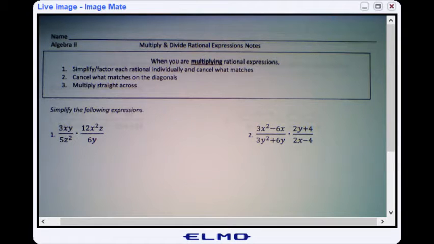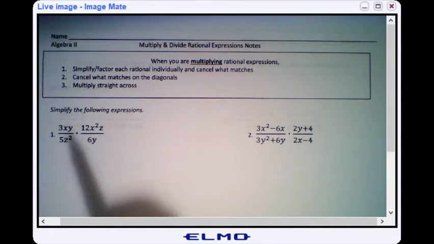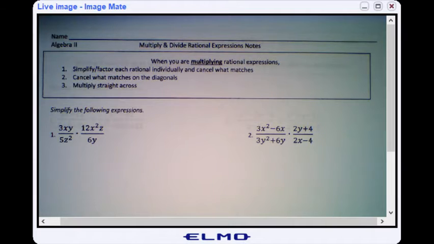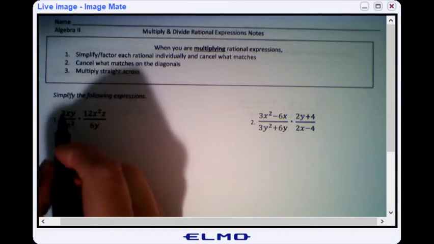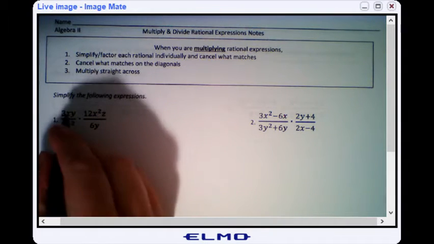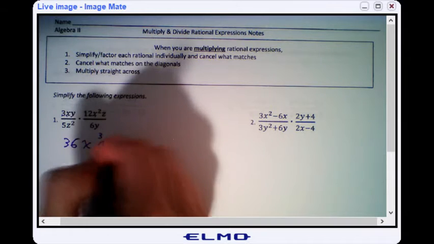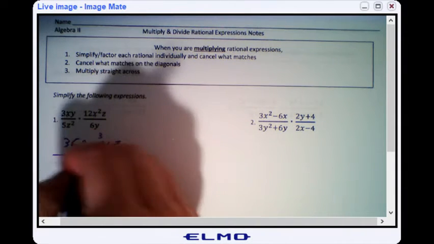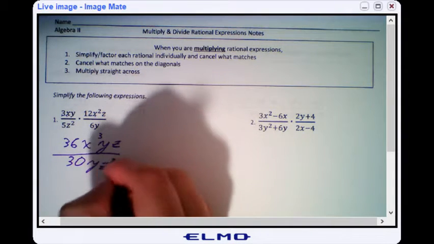For number one, these are all monomials. That means they each have one term. So we can either go ahead and simplify, if possible, numerators and denominators, or we can multiply straight across and then simplify. There's two different ways to go about it, depending on how your brain works best. So if we go ahead and just multiply, because they're monomials, 3 times 12 is 36. X times x squared, you add exponents, so we're going to get x cubed, y, z, divided by 5 times 6 is 30, and then yz squared.